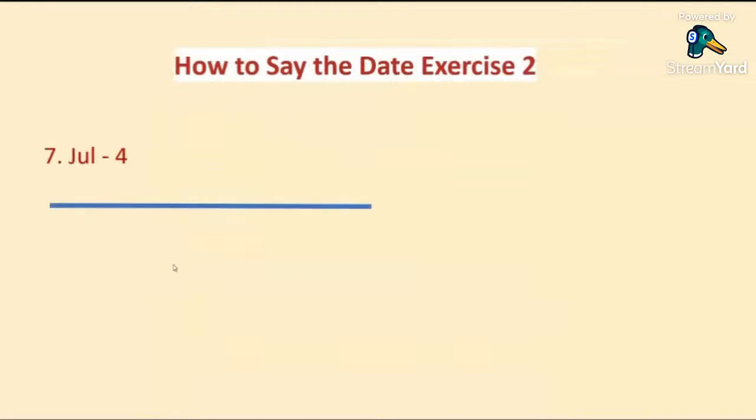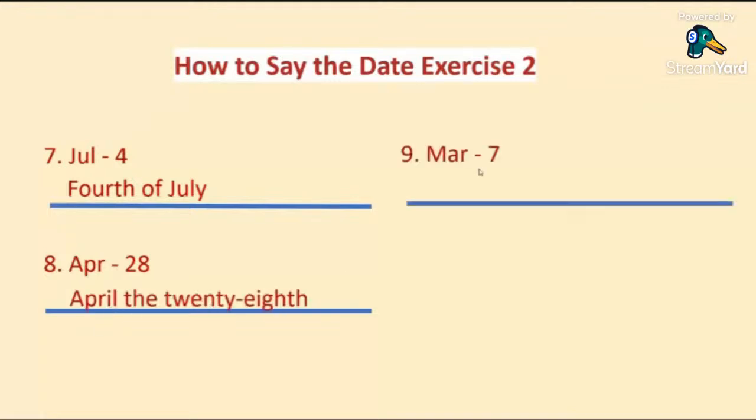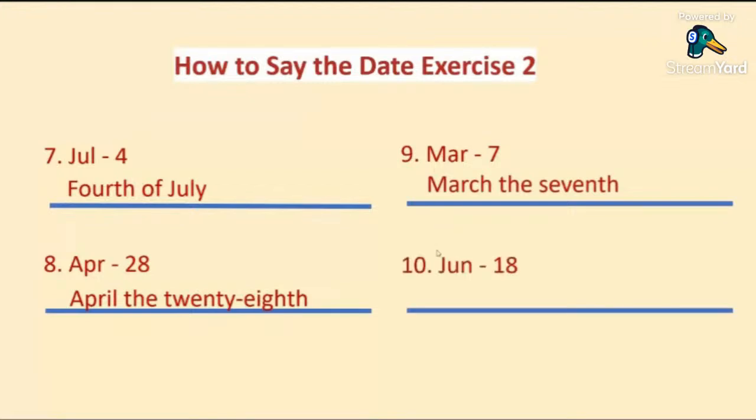Number 7. July-4. Answer? It's 4th of July. Number 8. April-28. Answer? April the 28th. Number 9. March-7. Answer is March the 7th. And number 10. June-18. Answer is June the 18th.